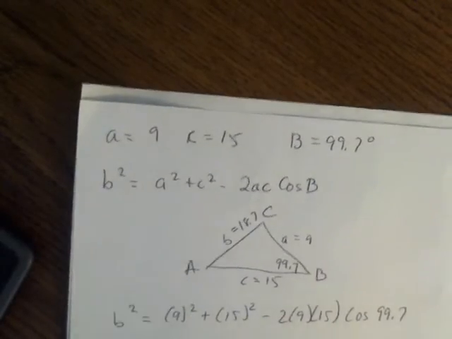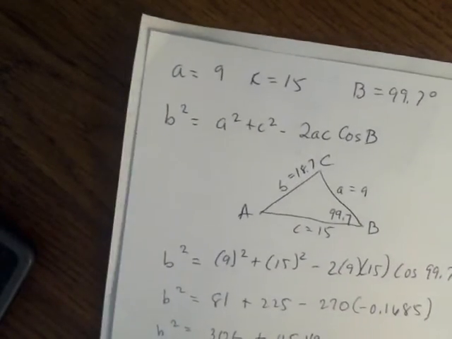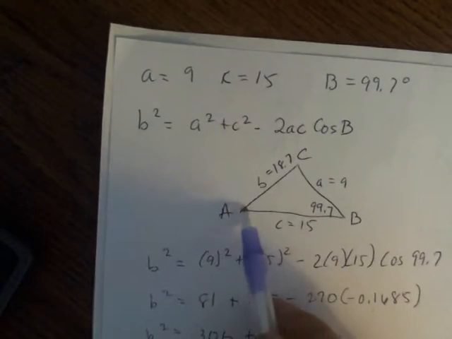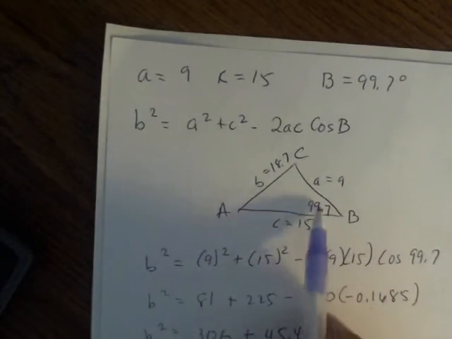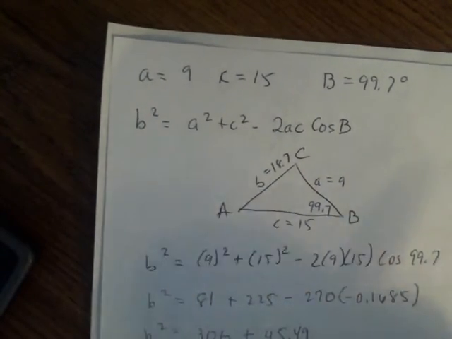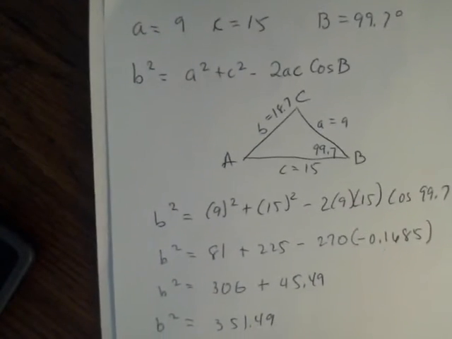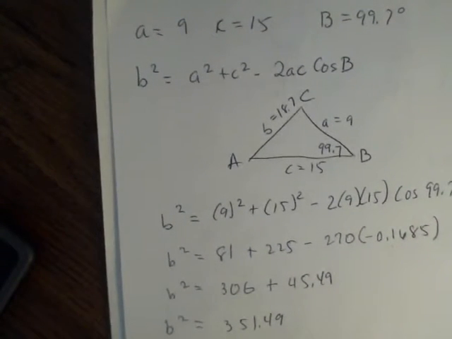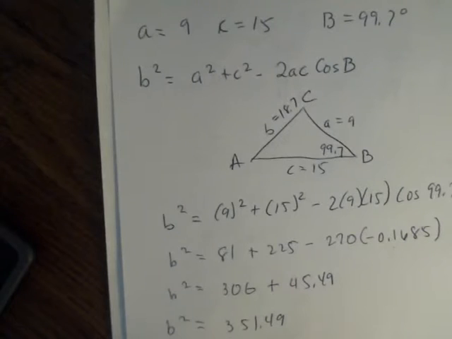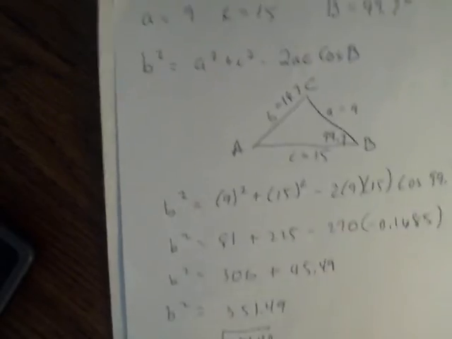And so now we can use the law of sines to find either angle A or angle C, because I do now have a side and the angle opposite that side. So I'm going to do B over sine B is A over sine A.